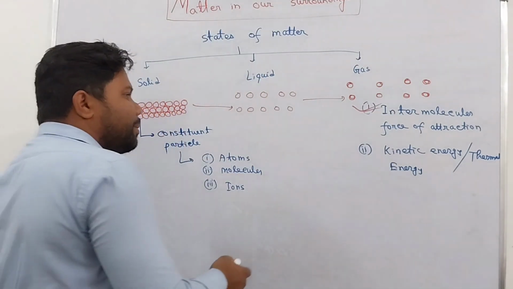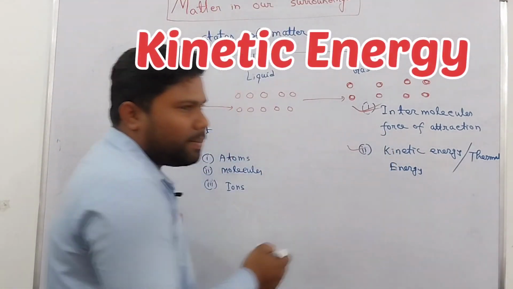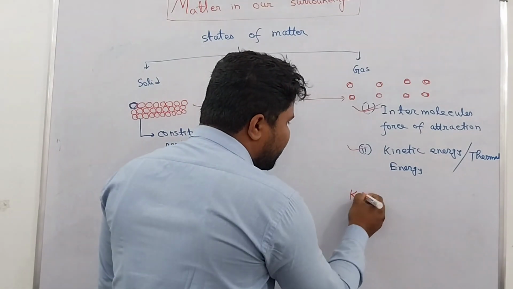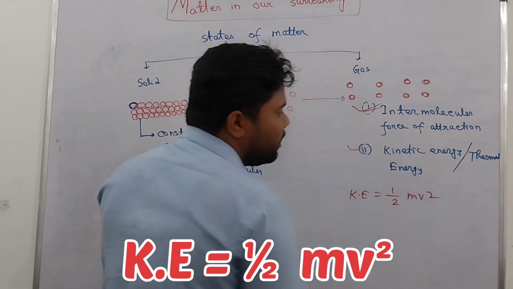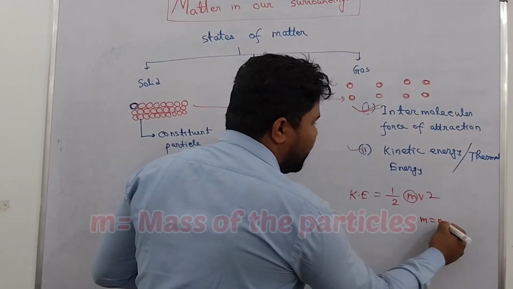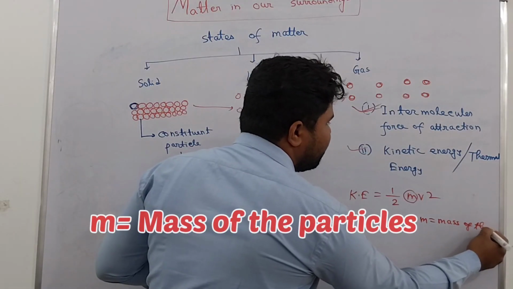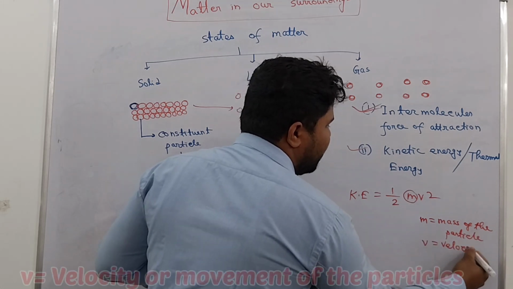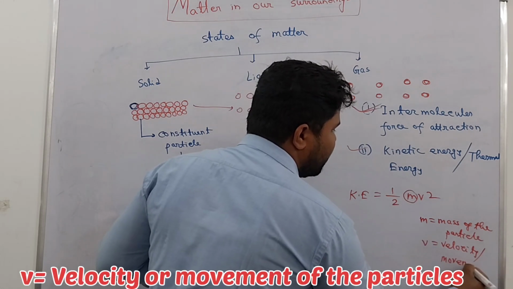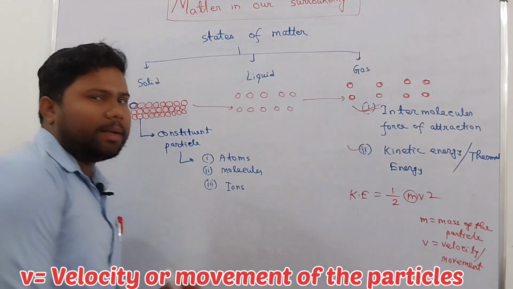Now let's discuss kinetic energy. So what does kinetic energy mean? As you know, kinetic energy equals half mv square. The m is the mass of the particle, and v is the velocity or movement of the particle.